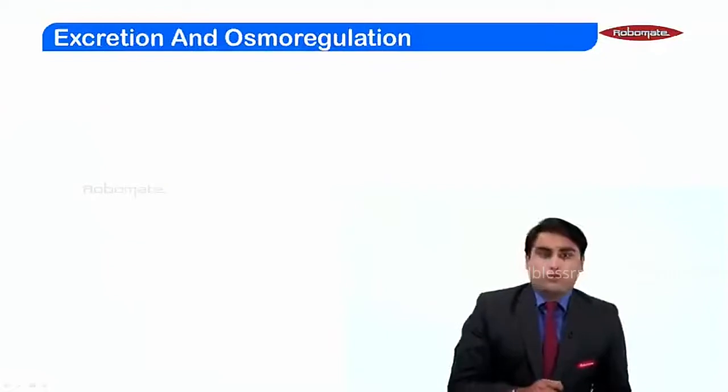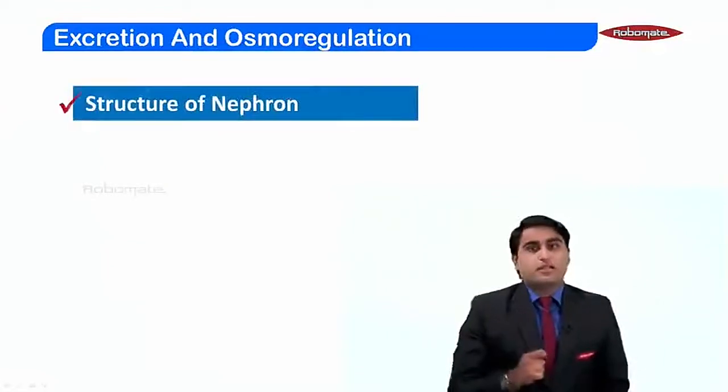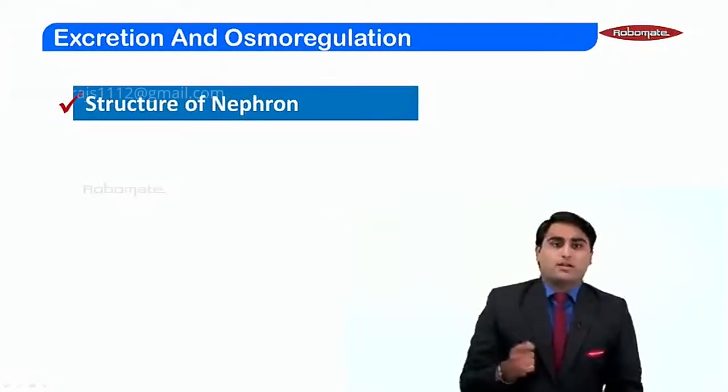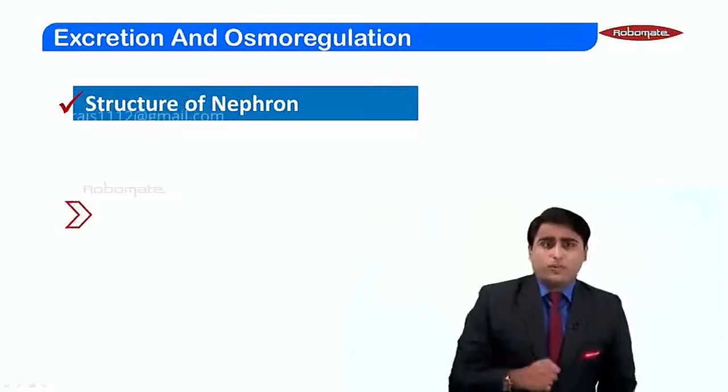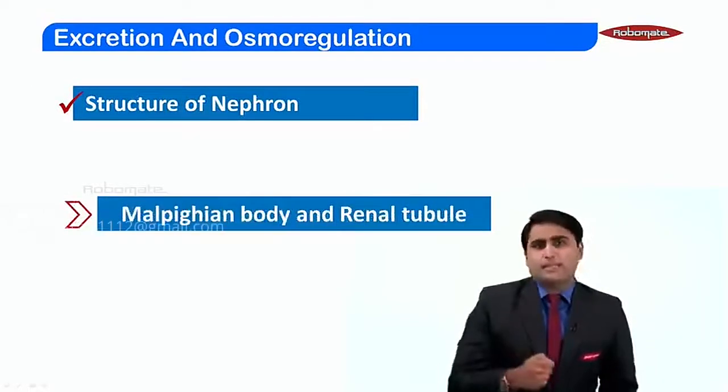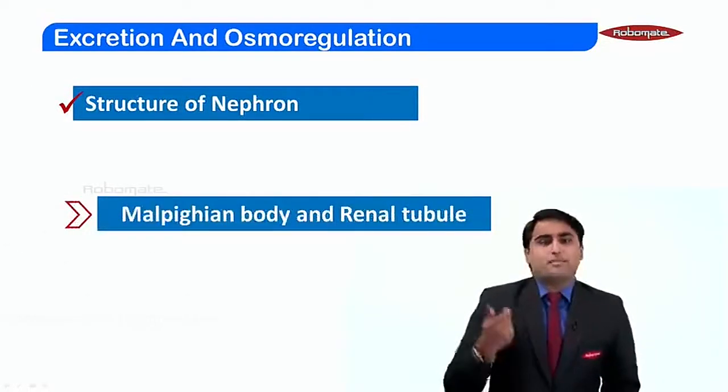So this was all for this module, my friends. Here we studied a very important structure, that is the structure of nephron. In the next module, we will study in more detail the structure of nephron, that is the Malpighian body and the renal tubule.